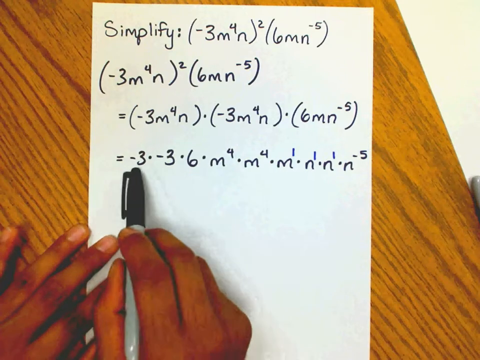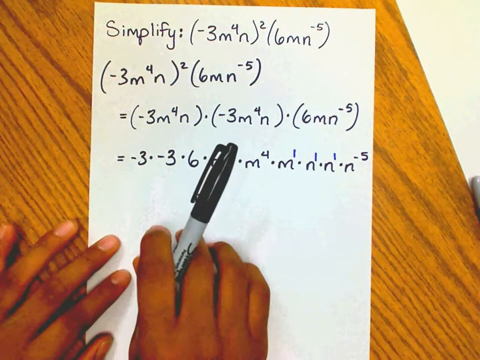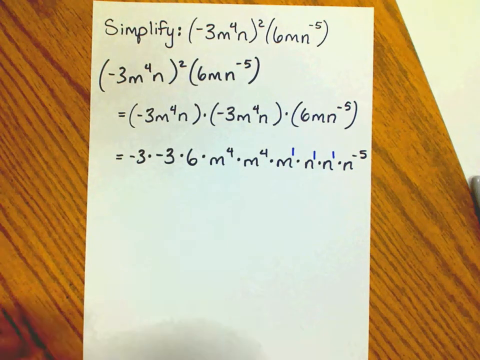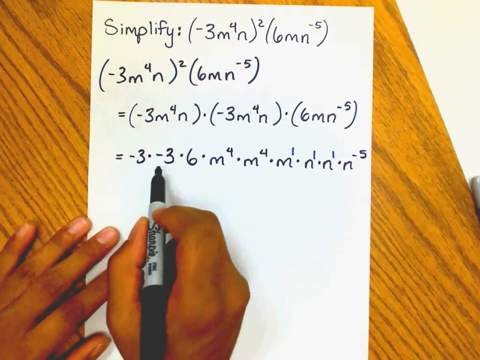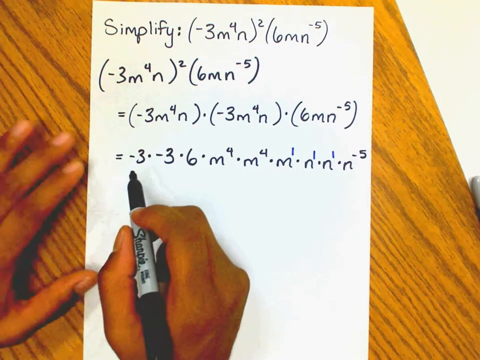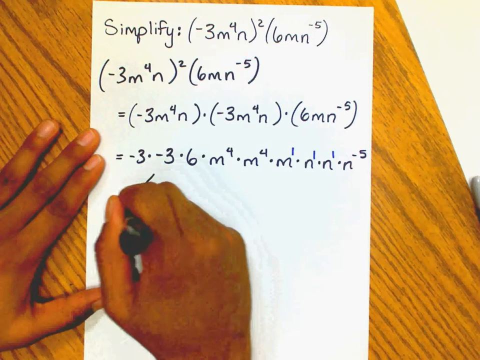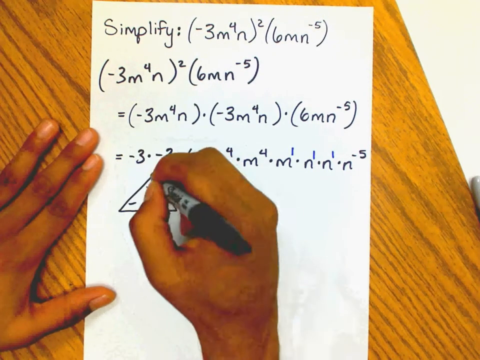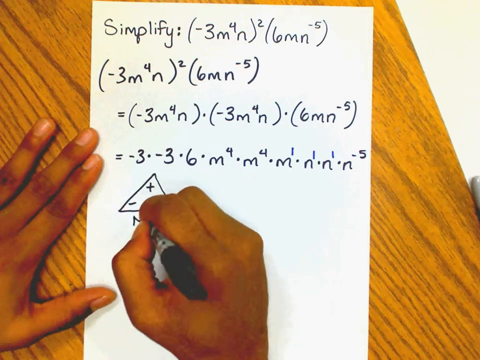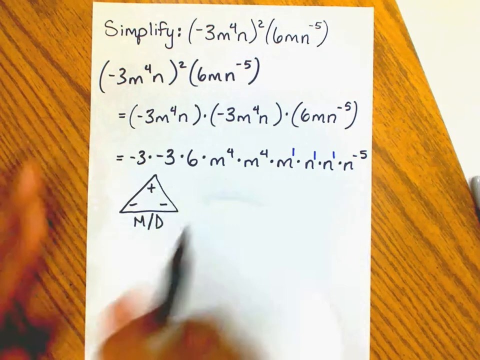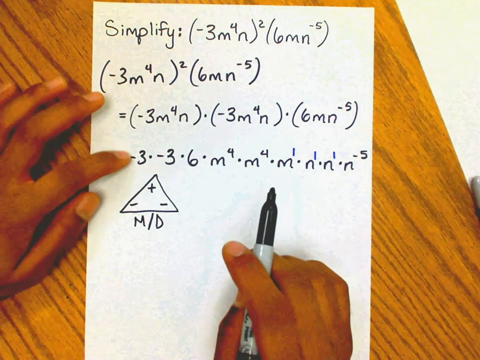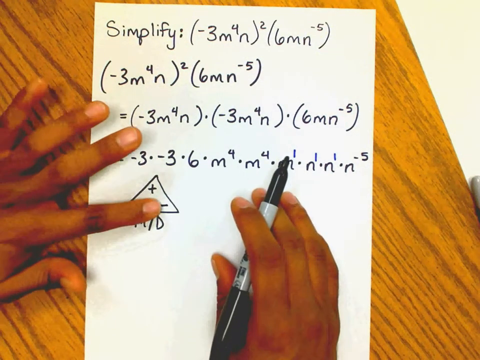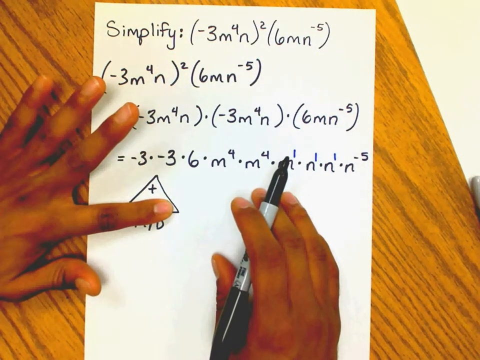So, a negative times a negative, if you forgot how to do that, we can simply draw a triangle real quick. You only use this triangle for multiplication and division. The way you use it is, a negative times a negative, you cover these up. And that tells me that my answer should be positive. So a negative times a negative is a positive, and 3 times 3 is 9.